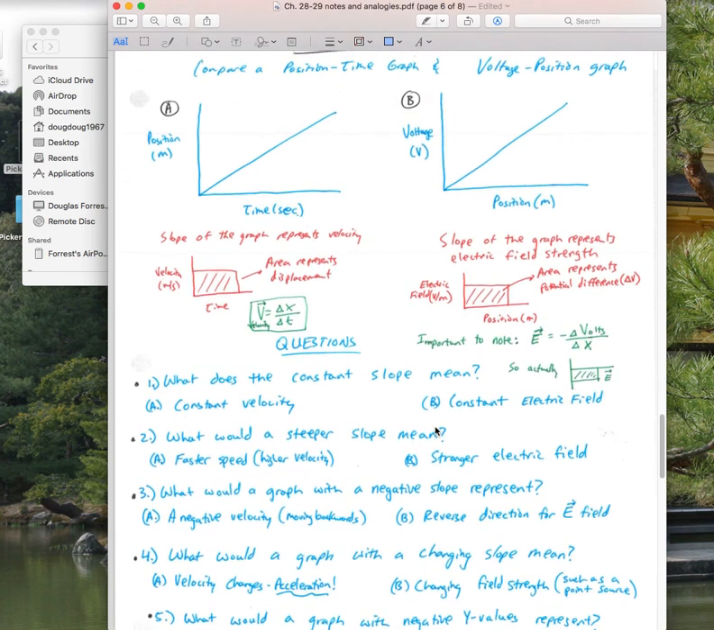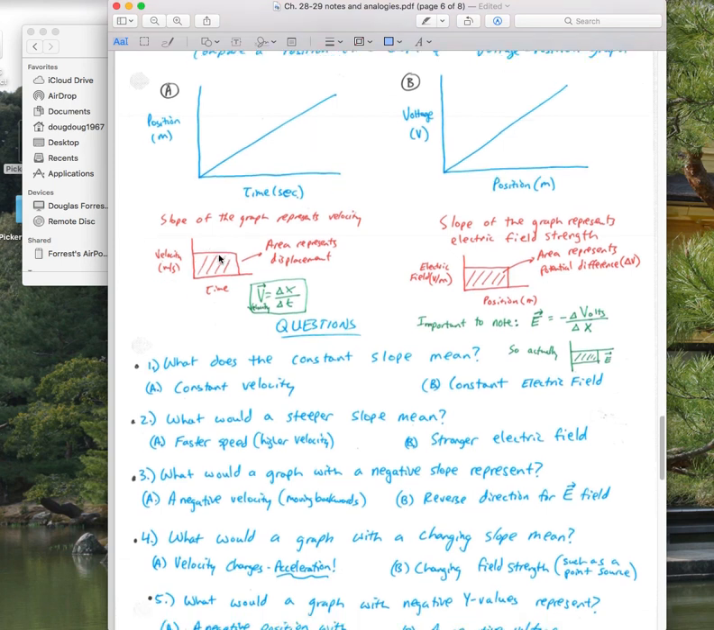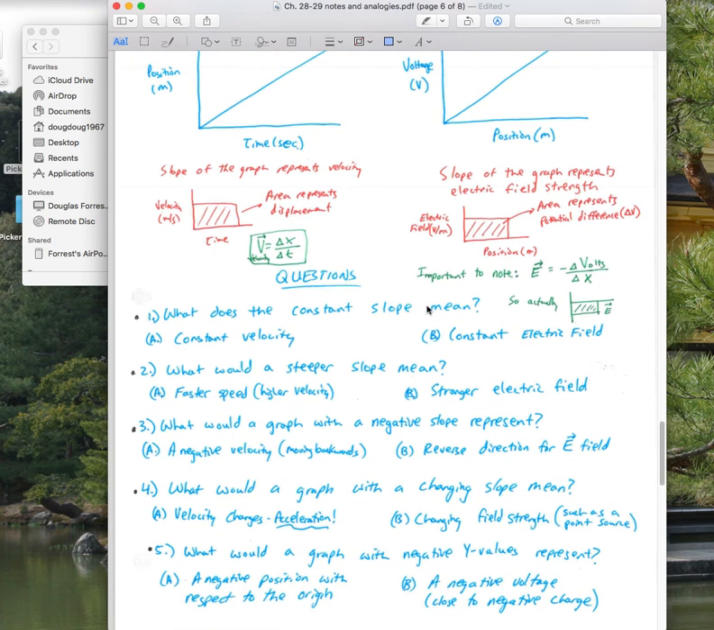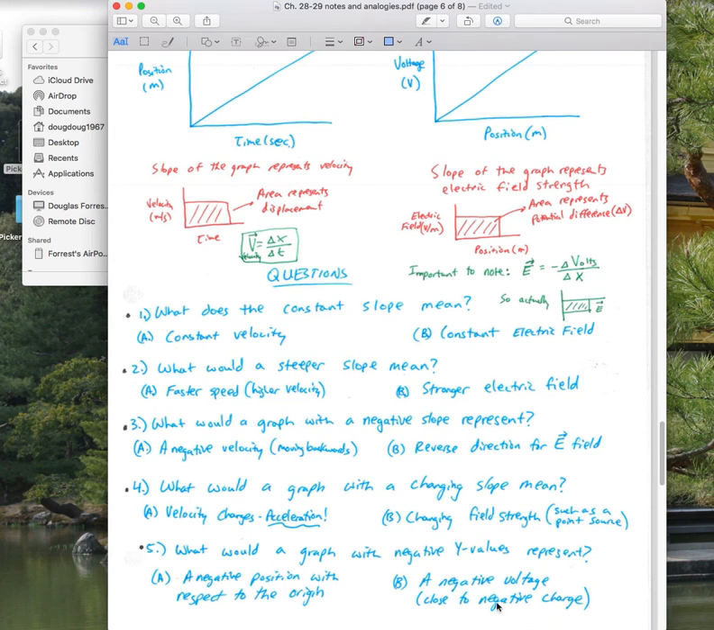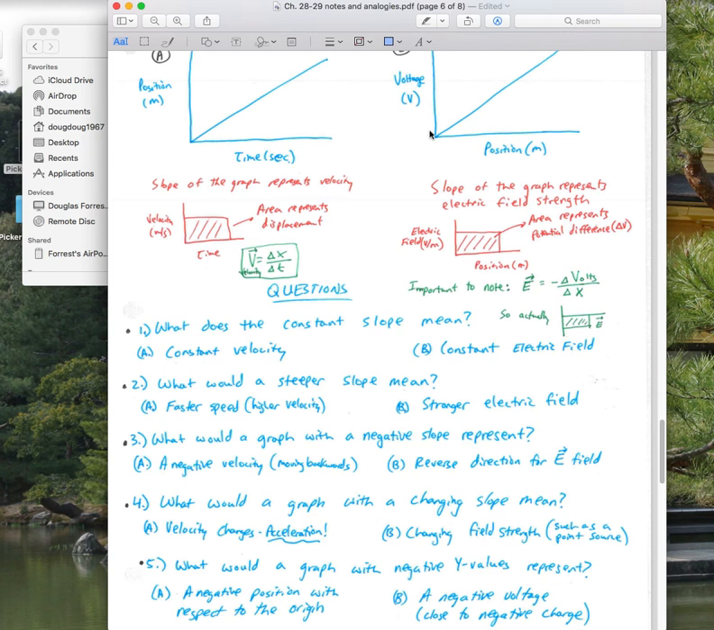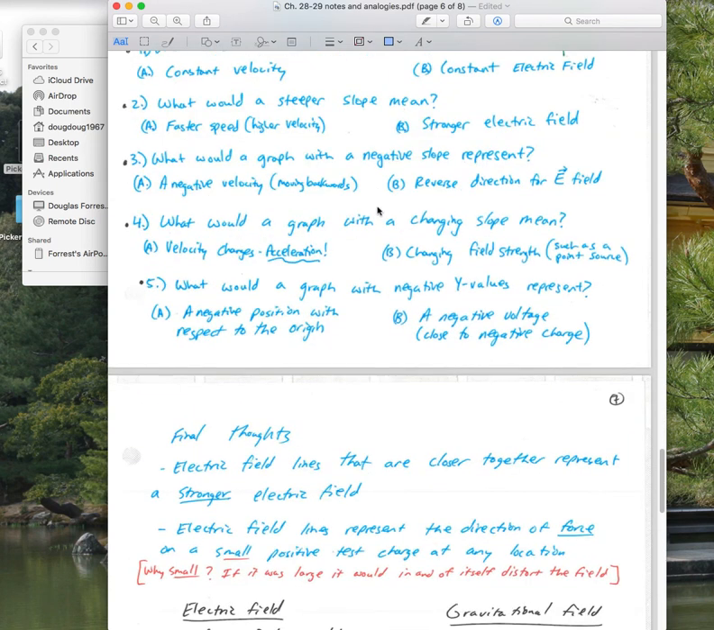What would a graph with negative y values represent here? Well, if I have the same graph, but it's below zero, it means I'm at a negative voltage, which means I'm at or close to a negative charge. I happen to have a negative voltage, which just means I'm close to a negative charge. If I still have a positive slope here, but negative values, that means the electric field is changing in the same way it was in this graph. It just means we're starting at a negative voltage.